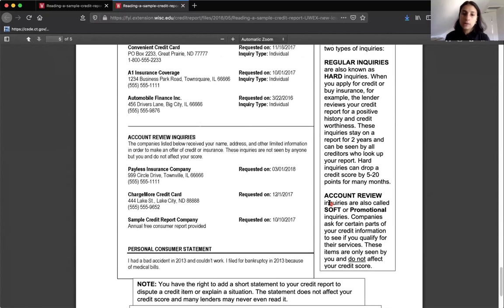Account review inquiries are also called soft or promotional inquiries. Companies ask for certain parts of your credit information to see if you qualify for their services. These items are only seen by you and do not affect your credit score.